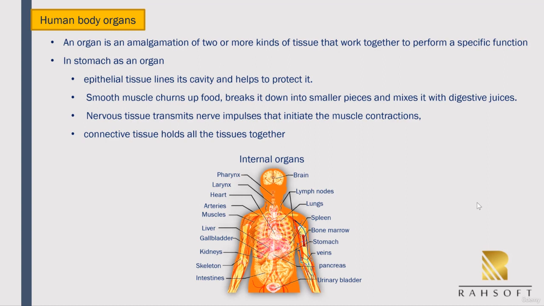For example, the epithelial tissue will line the cavity and help protect it. The smooth muscle helps churn up food, break it down into smaller pieces, as well as mix it in with digestive juices. The nervous tissue transmits nerve impulses that initiate these muscle contractions within the stomach. And lastly, the connective tissue holds all these other tissues together. So therefore, these 4 tissues can combine with each other to help create an organ that conducts a specific function that's much more specific than that of just the tissue.